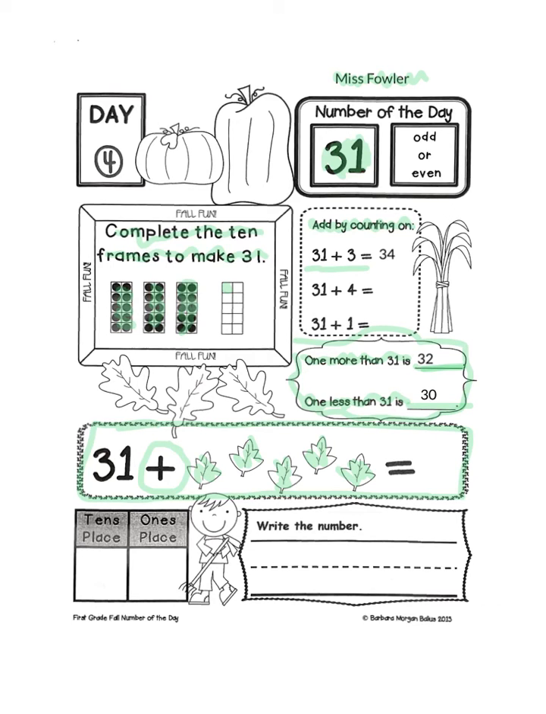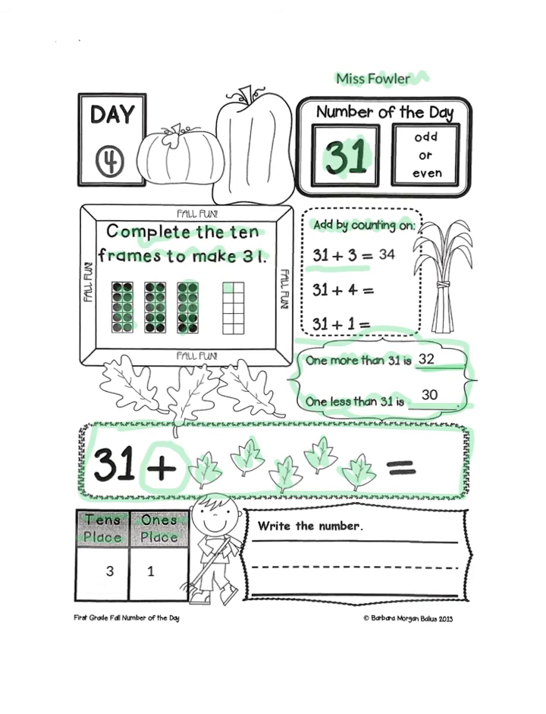Next, we have to look at the tens place and the ones place. Now, there are two more parts to complete this activity. You need to tell me if your number is an odd or an even number, so the number 31, and you also need to write the number 31 in words.